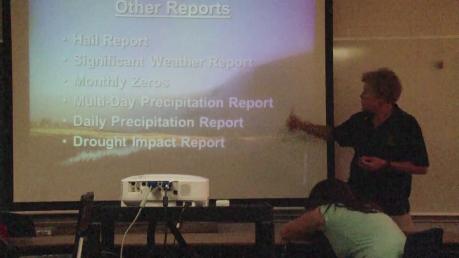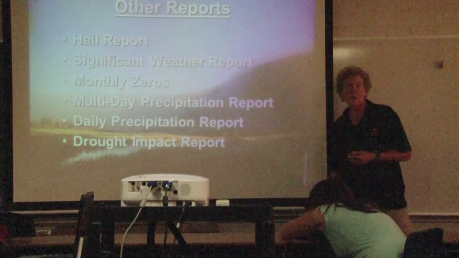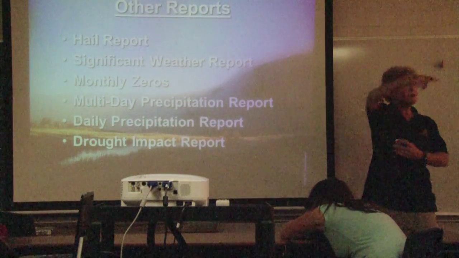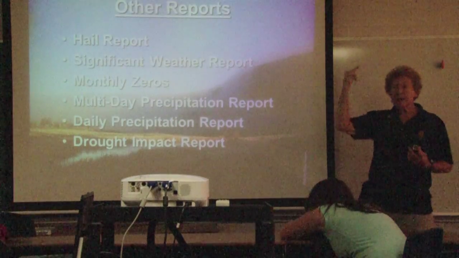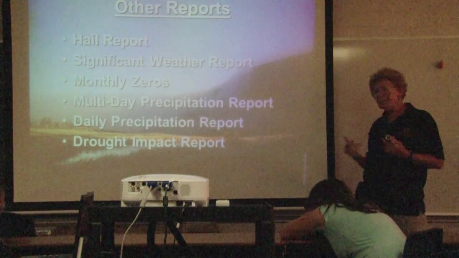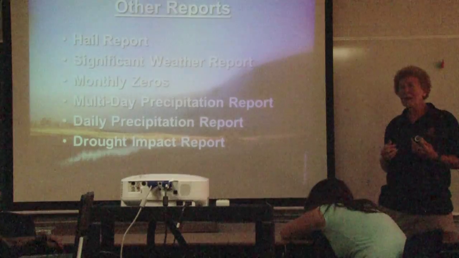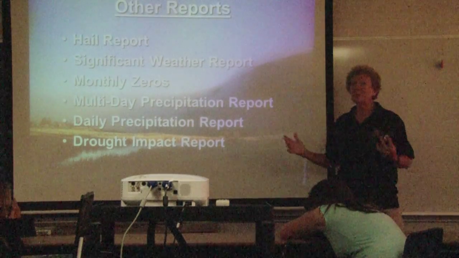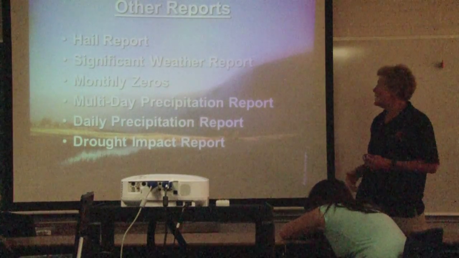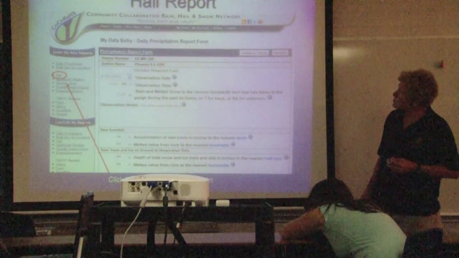And then there's the daily precipitation. And then we also have a drought impact report, where you can indicate if you're out every day and you're looking at what's going on and you notice things are starting to get brown, or they're starting to green up, everything's been really brown and now it's getting better. There are drought impacts that you can also report.